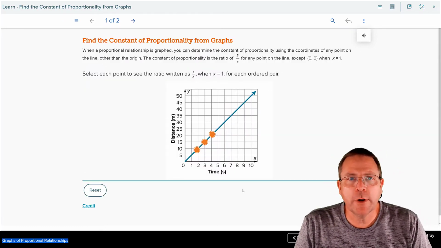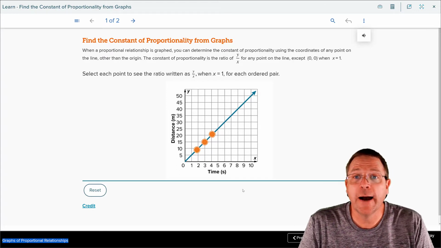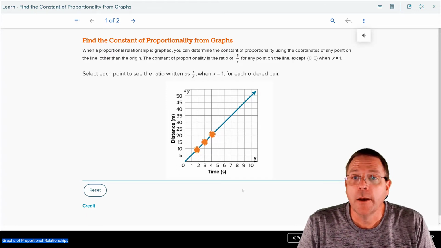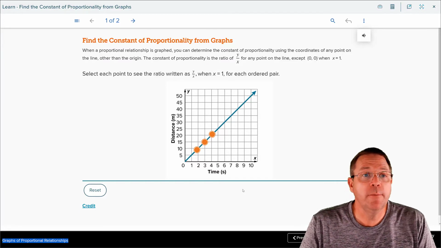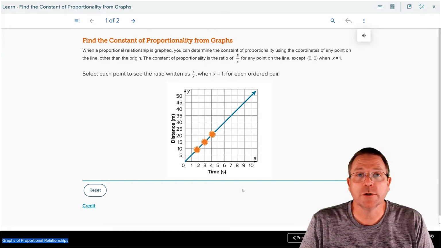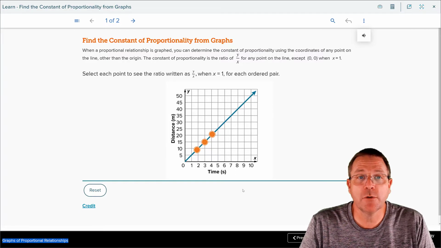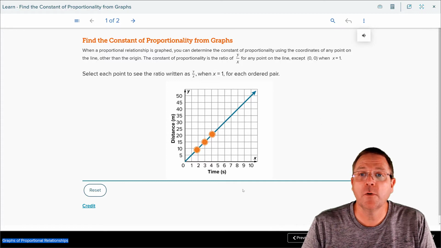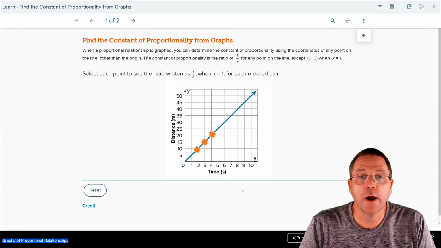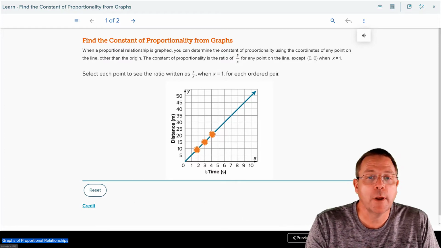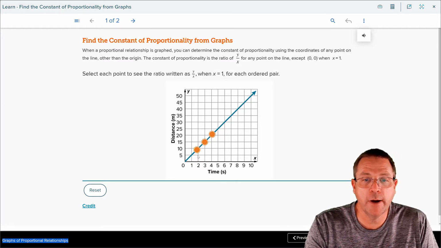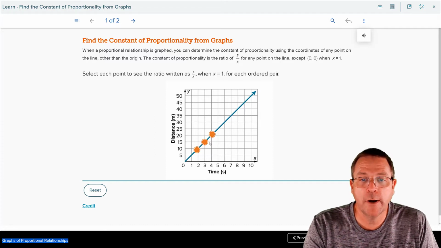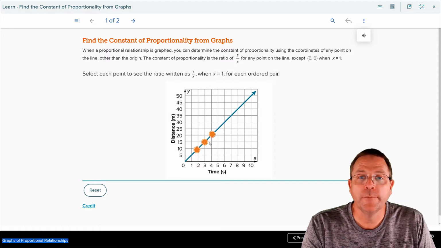When a proportional relationship is graphed, you can determine the constant of proportionality using the coordinates of any point on the line other than the origin, because the origin is 0 divided by 0. But if you divide any other point, y divided by x, it's going to give you your constant of proportionality. For example, in this graph, we have 5 divided by 2, or 15 divided by 3, 20 divided by 4, and so on.